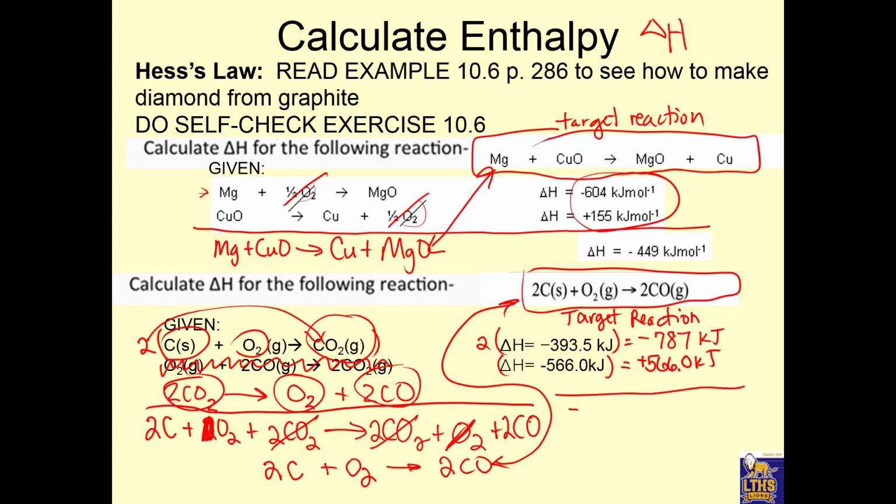So I have negative 787 plus 566, which gives me a grand total of 221 kilojoules for that reaction. Now, that's how you figure out the delta H using what's called Hess's law. You're given a series of equations, and you have to manipulate them to make your target equation.